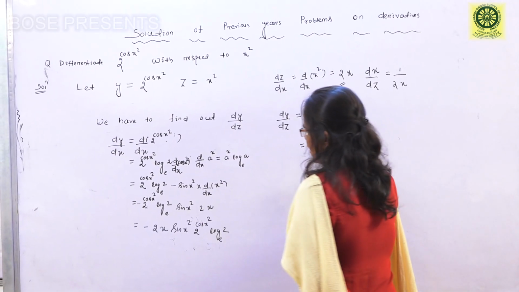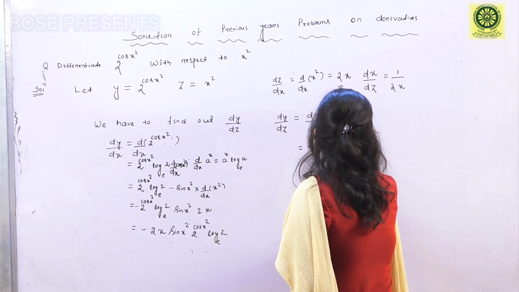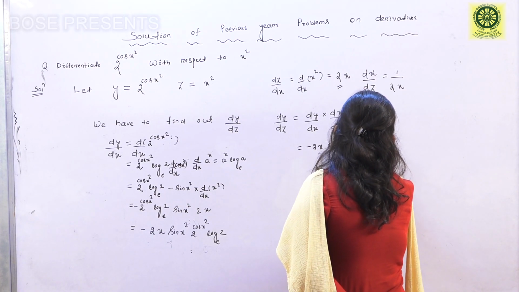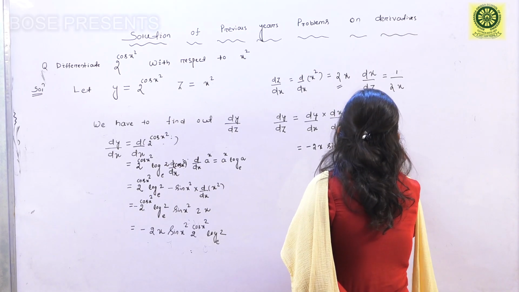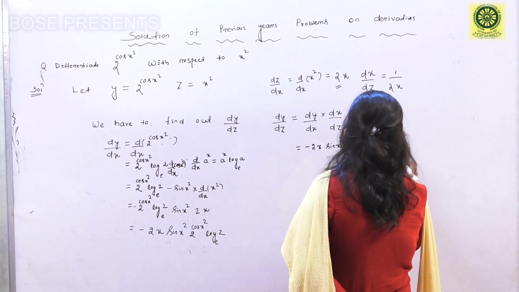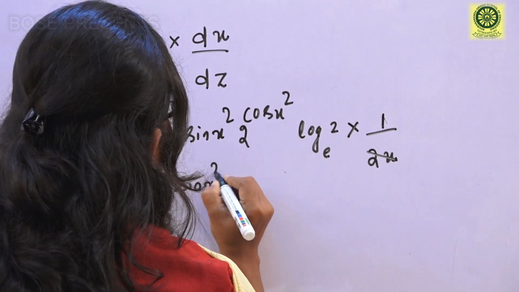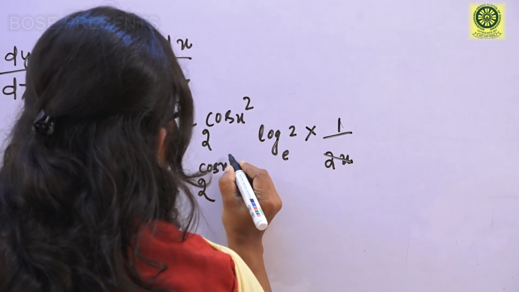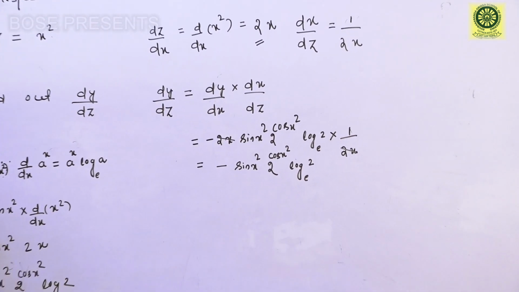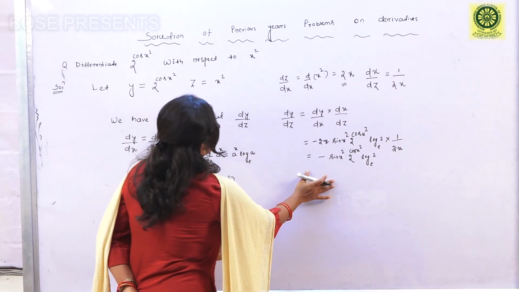Now we have to put the value here. dy by dx equals what? Minus 2x into sin x square 2 to the power cos x square, then log 2 base e into dx by dz. Here dx by dz equals what? 1 by 2x. So here 2x cancels, that equals minus sin x square 2 to the power cos x square log 2 base e. You see, this is the derivative of 2 to the power cos x square with respect to x square. Okay.